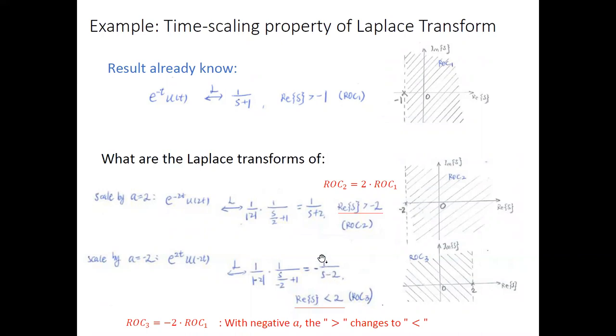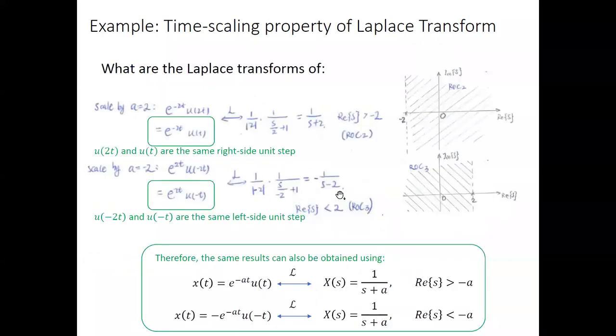And this is reasonable because if you look at the function of the Laplace transform, what makes the denominator equal 0 is s equals 2. That is the boundary point, the pole. And if we look at the signal u of minus 2t, we know that it is a left side signal. Then the region of convergence should also be the left side, which is consistent with the laws observed from previous examples. This is a time scaling with a positive number and a negative number.